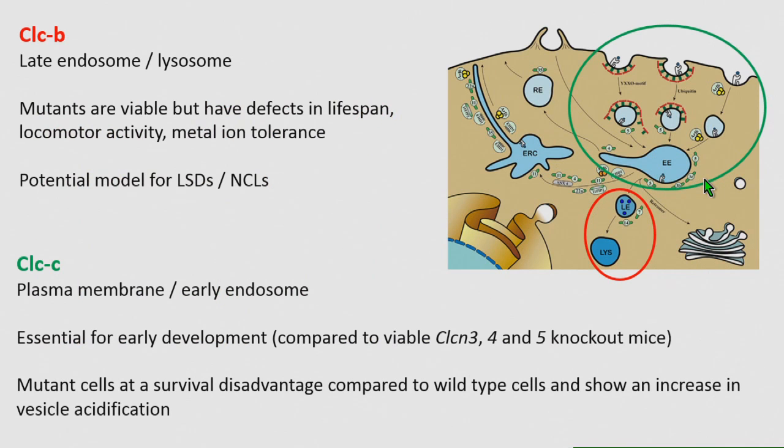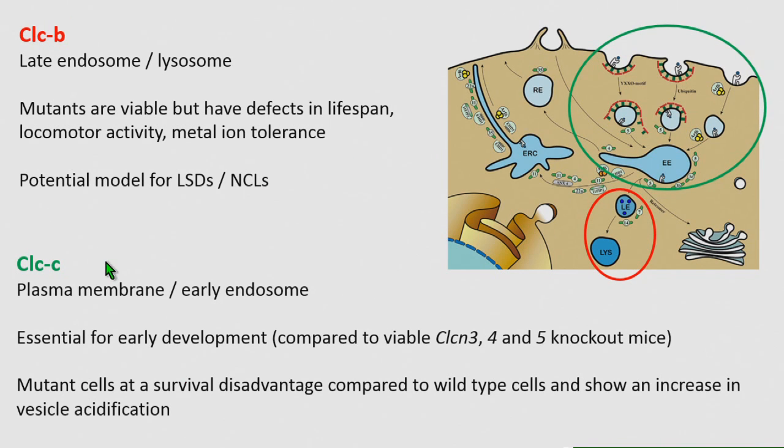So I'm going to finish up there just by summarising what I've shown you today. We have 2 related but clearly different chloride proton antiporters or exchangers. CLC-b is localised to either the late endosome and/or lysosome. The mutants are viable but have defects in lifespan, in locomotor activity, and in metal ion tolerance. And we don't think that there's actually a defect in lysosomal acidification here. It's never been detected in the mouse mutants, and we're looking at pretty subtle defects here, so it could be that the lysosome actually requires a certain content of chloride ions to function properly, and we're detecting defects in that.